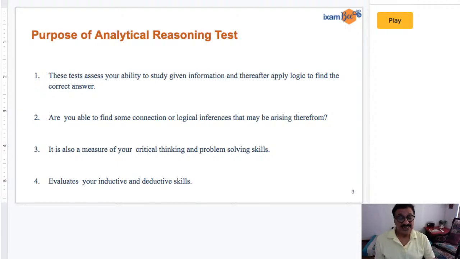When they test this, they will be testing your measure of critical thinking and problem solving skills. That's important. These days the competitive exams being what they are, they would like to have people across disciplines. So you could be from engineering, you could be from the arts side, you could be from sciences, but they do look for people who are in a position to think logically, to come up with the right kind of inferences, and whether you have the right problem solving skills. So it also will evaluate your inductive and deductive skills.